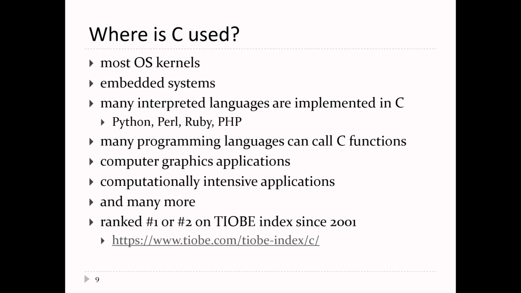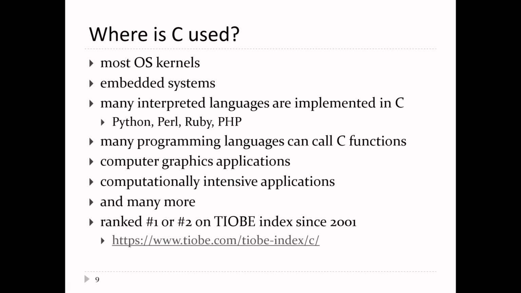Most embedded systems run C. So basically computers where there's no obvious input or output. For example, the computers in your car are probably some variation of C. Many interpreted languages that we use today are actually written in C. Right? So your Python interpreter is almost certainly written in C. Perl, Ruby, and PHP, if you've heard of them, are all written in the C programming language. C is everywhere, basically, so most programming languages can actually call C functions.